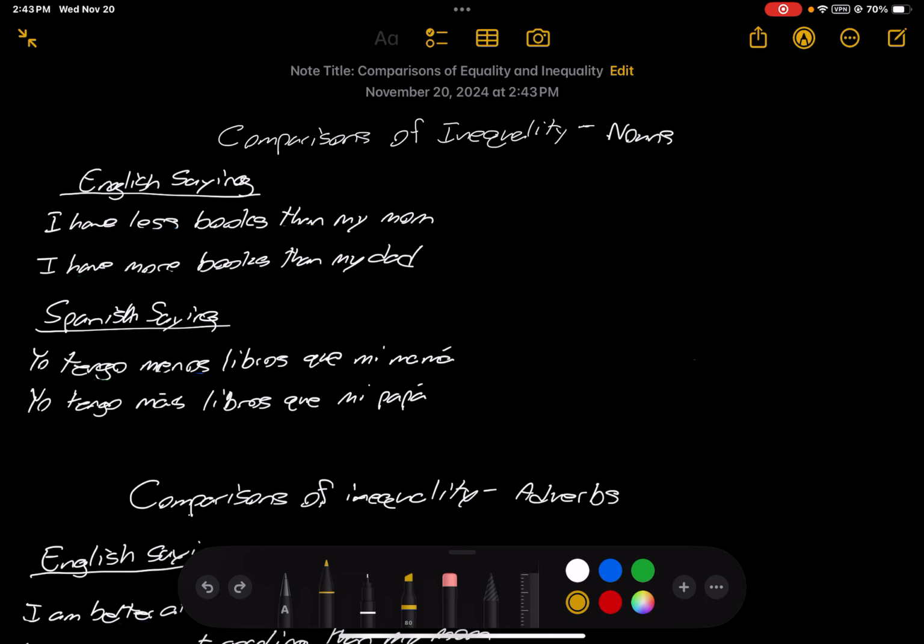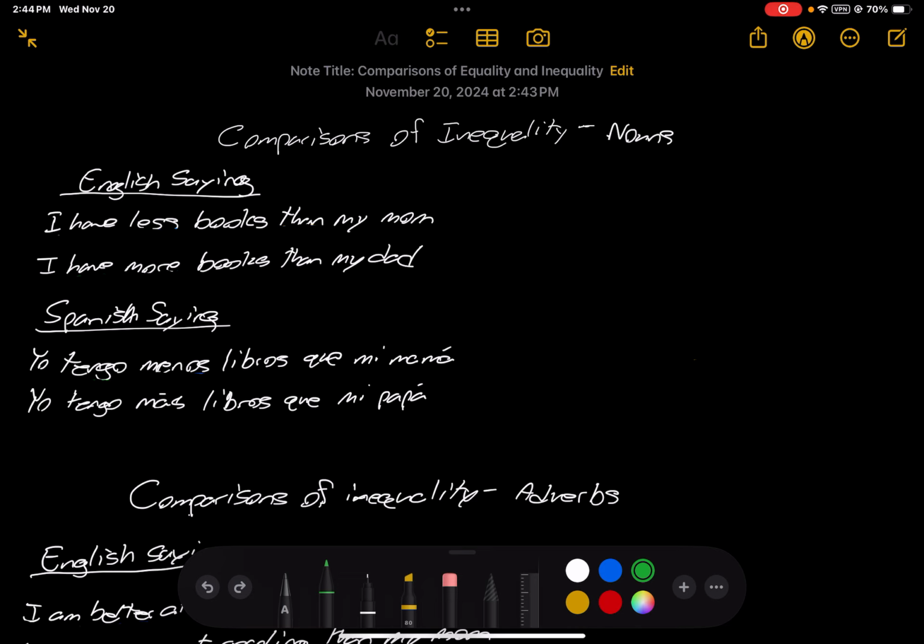Today, let's talk about comparisons of equality and inequality. And let's start with nouns. So I'll have a couple of phrases in English followed by those phrases in Spanish. In English, we have: I have fewer books than my mom, but I have more books than my dad.